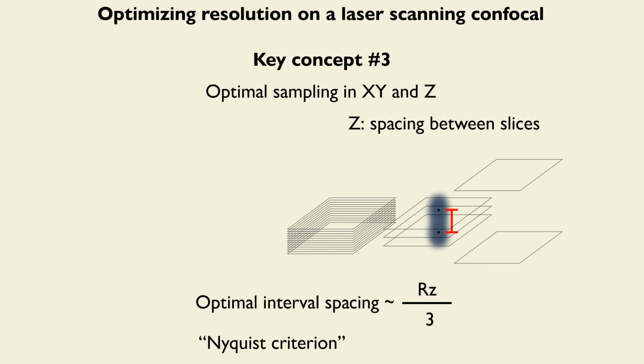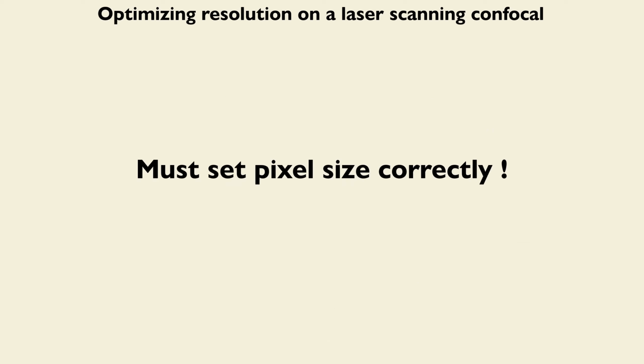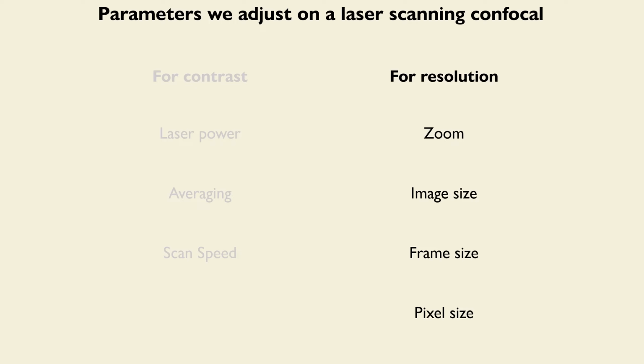This tells us that one of the really important things is to set the Z spacing between the slices, which is not that difficult, but also to set the pixel size correctly. This is a little bit trickier, so let's discuss how we set the pixel size correctly. We're going to go back to the parameters that we can adjust on a laser scanning confocal. For resolution, the critical parameters are the zoom, the image size, the frame size, and the pixel size.